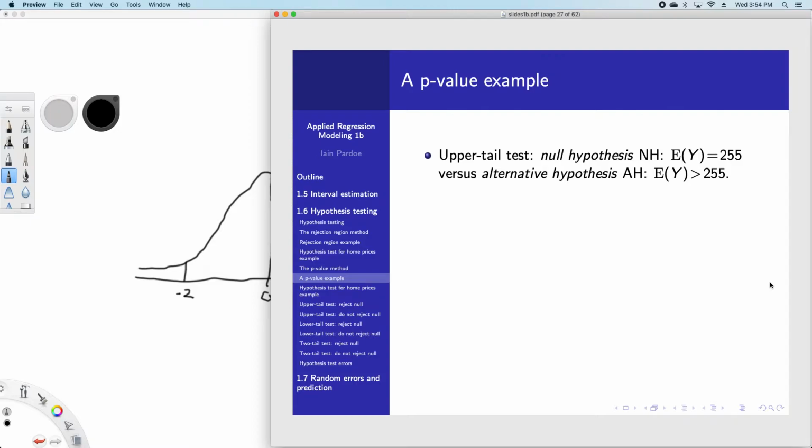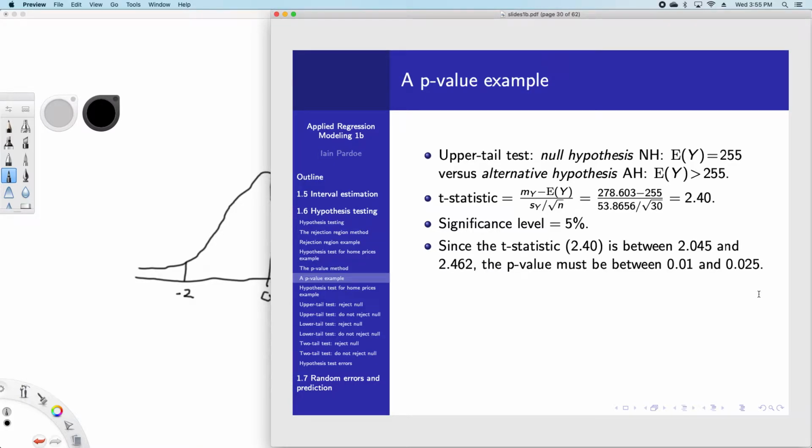So let's run through our example. Here's the set of null and alternative hypotheses, exactly the same as before. The test statistic, exactly the same as before. Significance level, we'll use 5% again, and whereas those first three steps are identical to when we did the rejection region method, the fourth step is different because now we have to figure out the value of the p-value to determine whether it's smaller than the significance level or not.